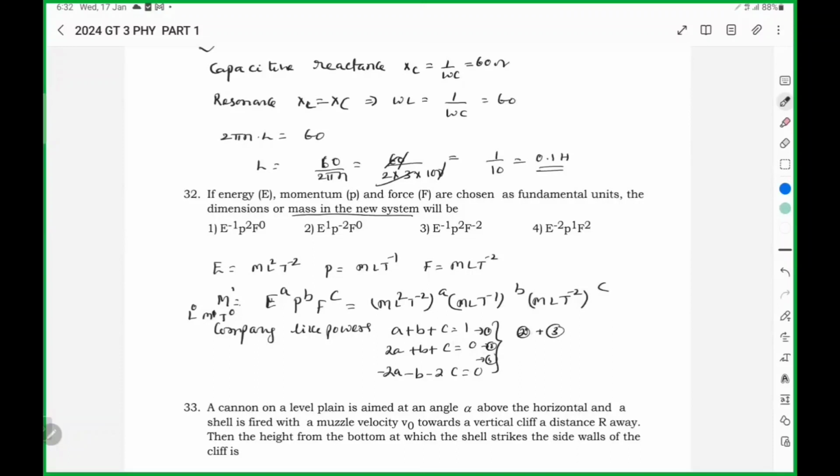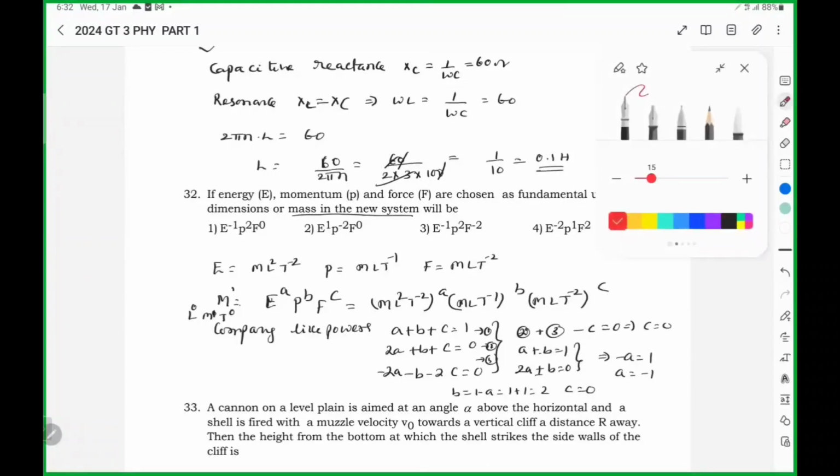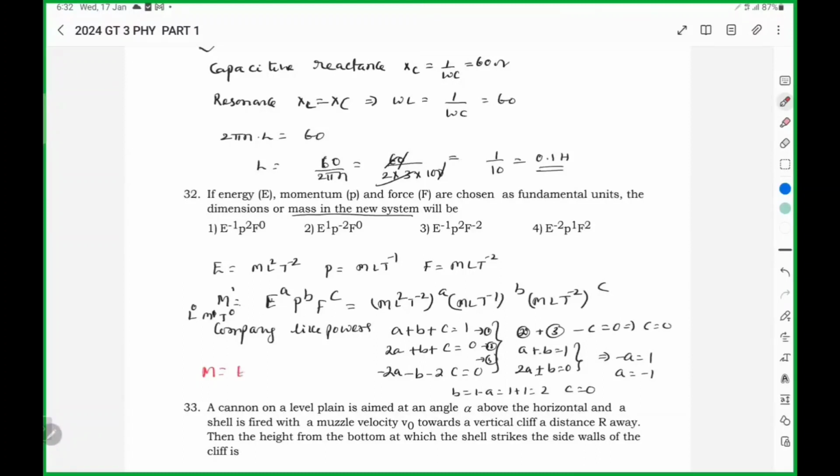Adding the second and third, 2a minus 2a, plus b minus b get cancelled, giving c is 0. So a plus b is 1, 2a plus b is 0. Subtracting, we get minus a as 1. So once a is minus 1, substitute in the first equation, we get b as 2. So finally, mass we can write as E power a, that is minus 1, P power b, which is 2, C power 0. This is the dimensional formula for mass.